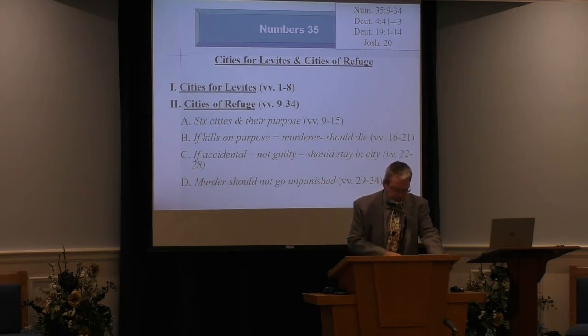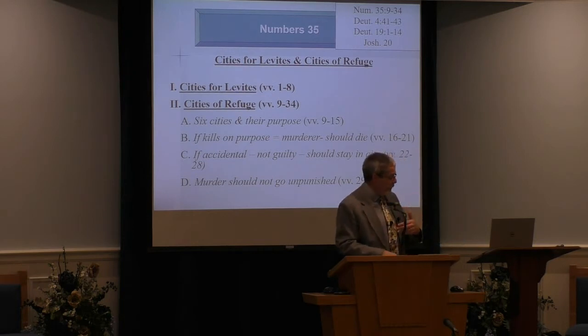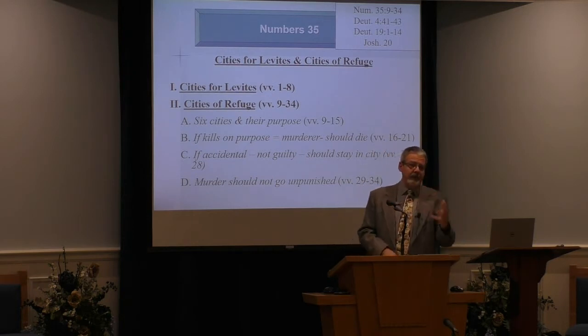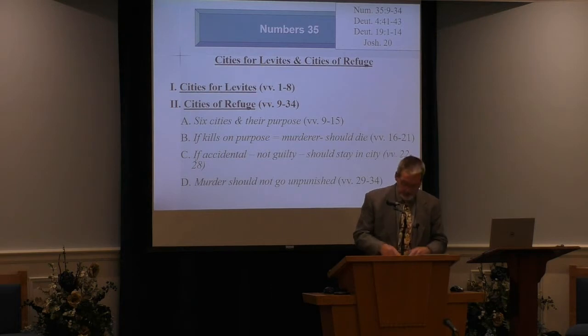You shall appoint cities to be cities of refuge, that a manslayer who kills any person accidentally may flee there. That was the purpose, as you remember from Joshua 20, that if someone kills another person, he's called a manslayer, and he does that accidentally, not committing murder, not intentionally, he would seek refuge in this city that's called the city of refuge.